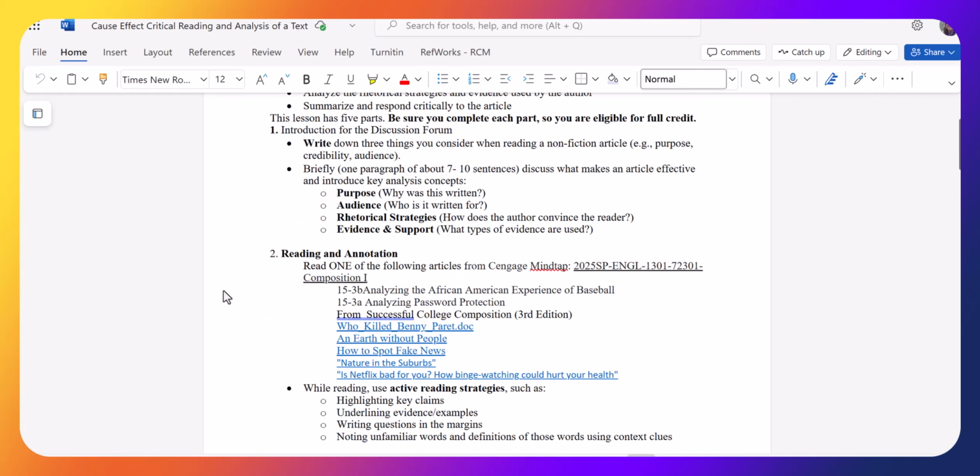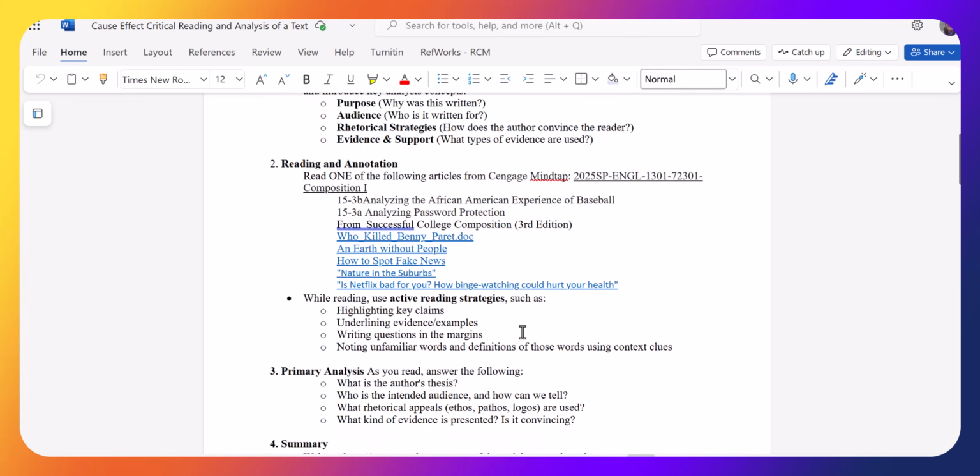Next, part 2, you're going to read one of these articles. The first 2 articles are from the Cengage MindTap course. And you can click on that link right there and it will take you to Cengage. And you can look through each one of these articles before you choose one. So basically choose one that you feel is interesting to you and you feel that you would be able to read several times in order to complete this assignment.